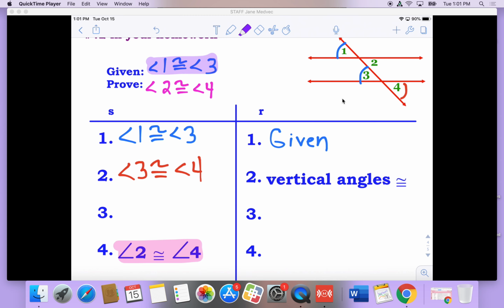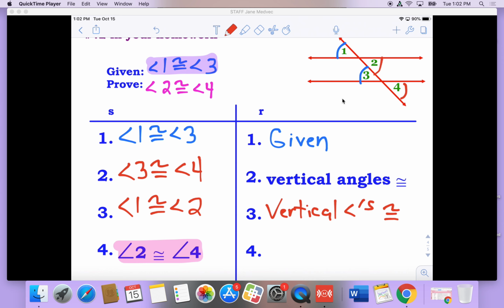What other relationship would happen in this picture? What are some other things I could write? Angle 1 is congruent to 2. Why? Very good. Yeah, I also know that 1 and 2 are also congruent.